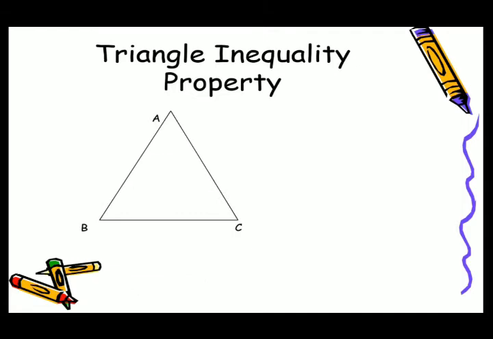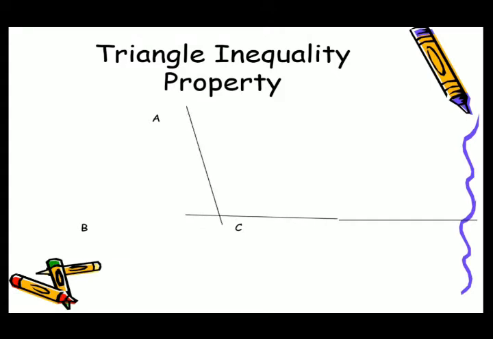Here the triangle is ABC. So the BC segment we will move aside. After that we will add AB to it. BC and AB we are adding. Now let us see what is the measurement of AC. Now here you can see that AC is smaller than the addition of AB and BC. So here AB plus BC is always greater than AC.